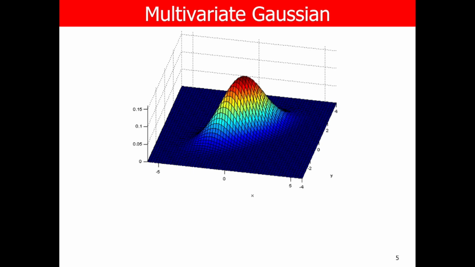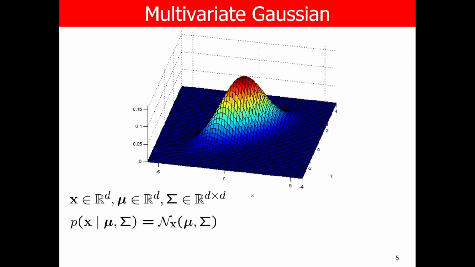The generalization of the one-dimensional Gaussian distribution to multiple dimensions is called the multivariate or multidimensional Gaussian distribution. In d dimensions, it has a d-dimensional mean vector mu and a covariance matrix sigma with size d times d. Often we use this calligraphic N with subscript x, parameters mu and sigma, to denote the density function of this multidimensional Gaussian distribution at a location x.